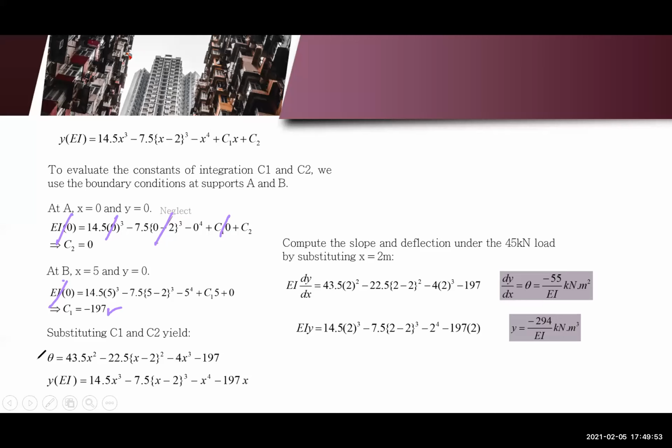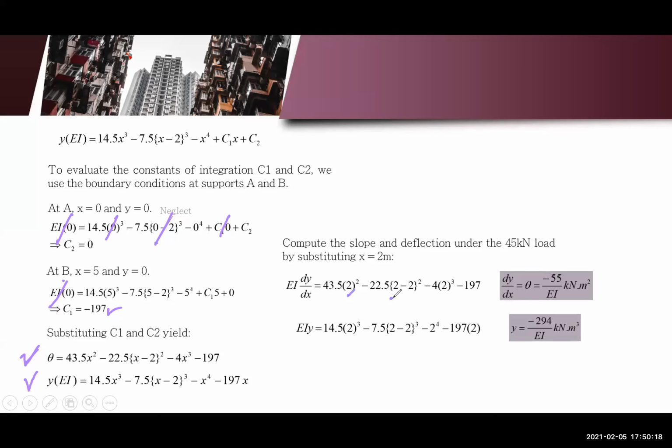So, here is the equation of theta, and then the equation of deflection. Now, the question is, compute the slope and deflection under the 45 kilonewton load, whose position is at 2 meters. So, we just substitute the 2 in the equation. Just substitute the 2.